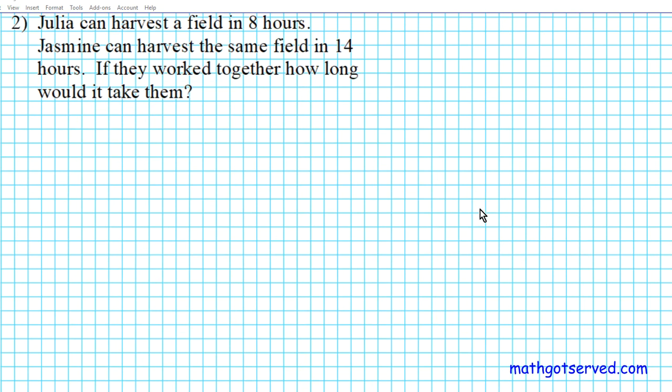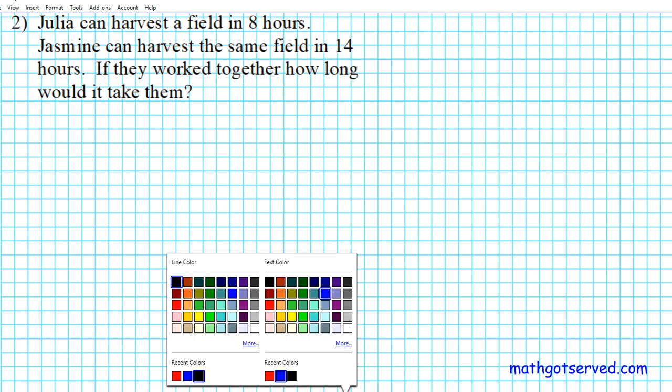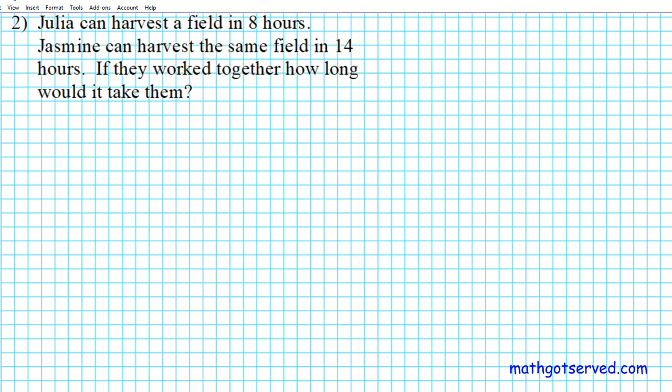Alright, let's try another example. Number 2 says Julia can harvest a field in 8 hours. Jasmine can harvest the same field in 14 hours. If they work together, how long will it take them? Okay, so let's go ahead and take a look at what we know and what we need.